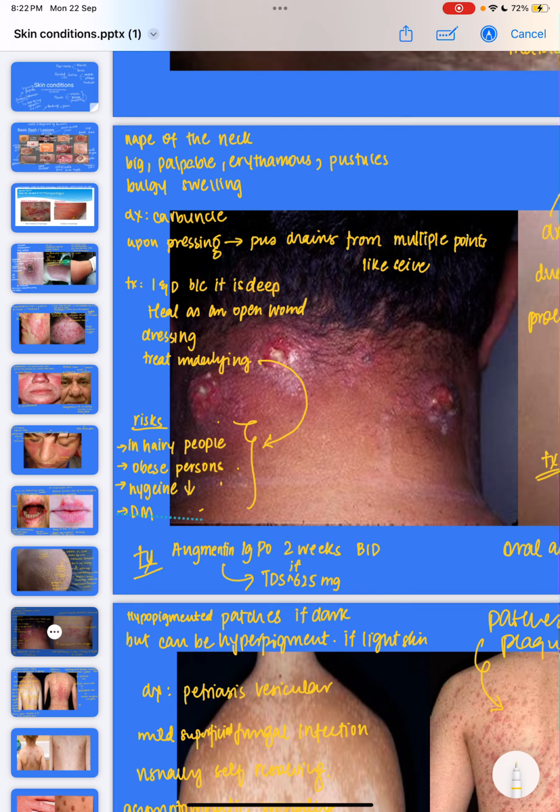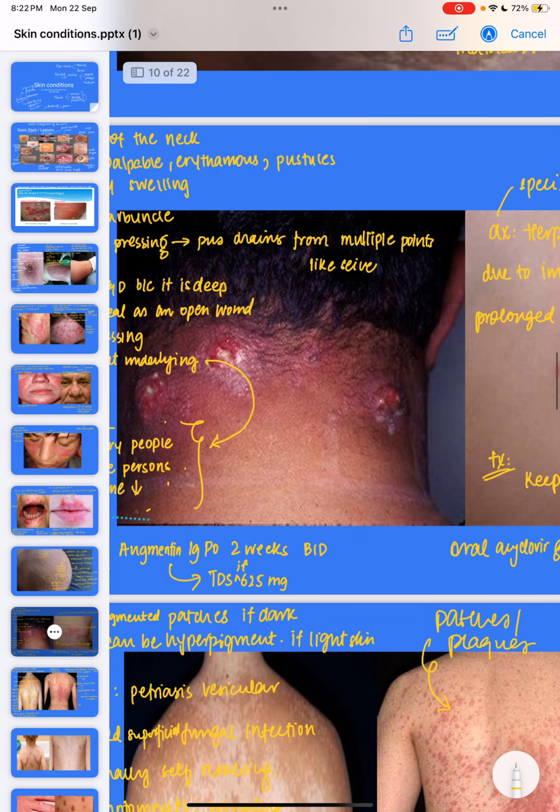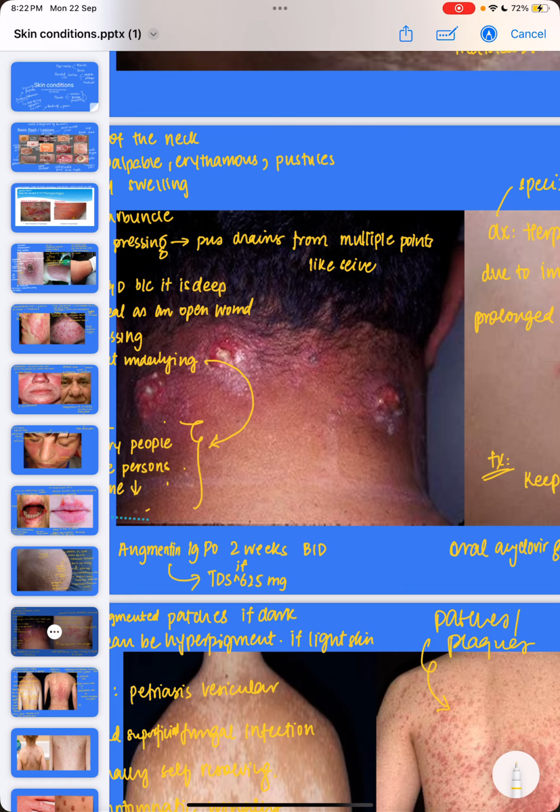And Augmentin can either be 1 gram, which is per oral for 2 weeks, twice a day, or thrice daily if it's 625 mg, but that's harder, so we usually recommend the 1 gram dosage, right, twice daily.